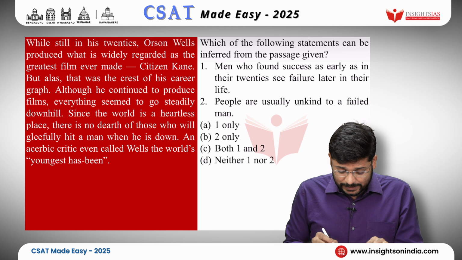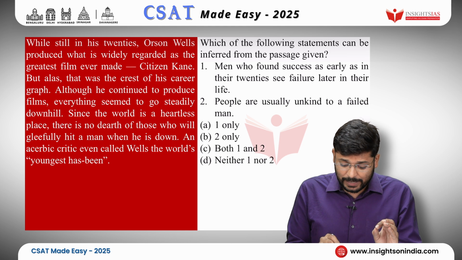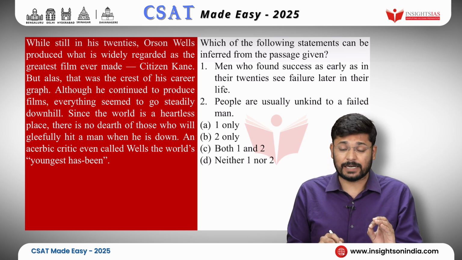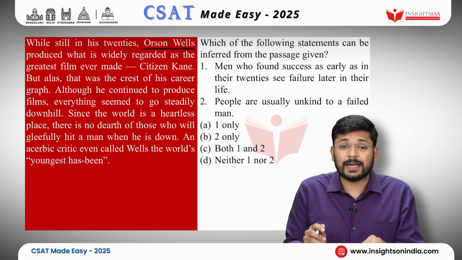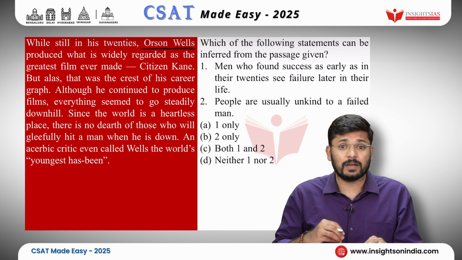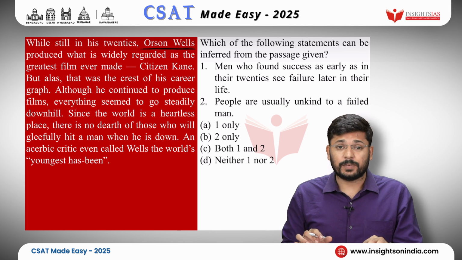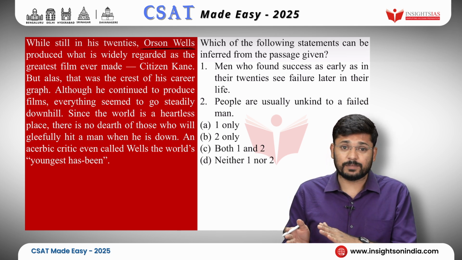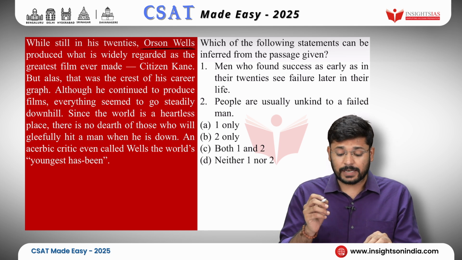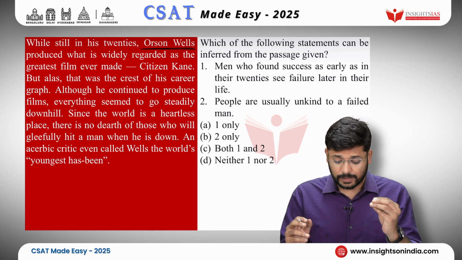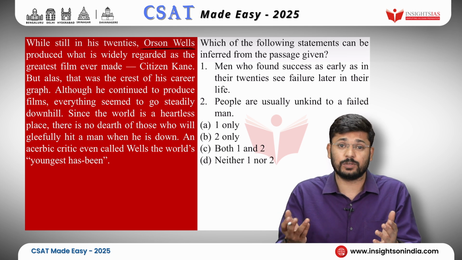First, let's read the first sentence. While still in his 20s, Orson Welles produced what is widely regarded as the greatest film ever made, Citizen Kane. Here I will underline Orson Welles. It is not necessary that you underline the same term that I did. You can underline anything that will help you to recollect the concept. When, after studying the question, I read the underlined Orson Welles keyword, I will be able to recollect that in his 20s he produced the greatest film called Citizen Kane. If you want, you can underline Citizen Kane also. That is left to you.